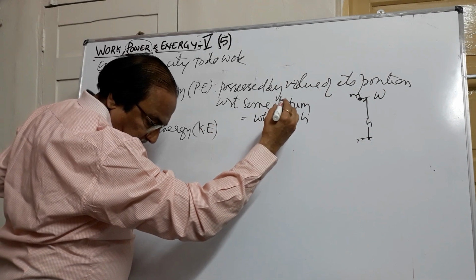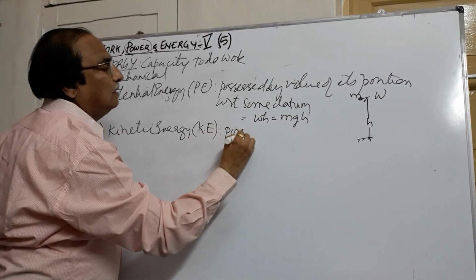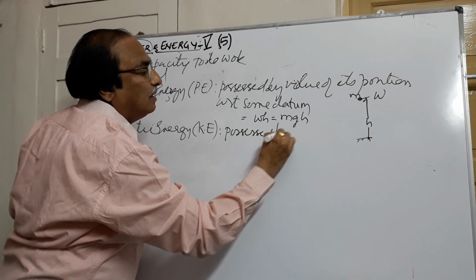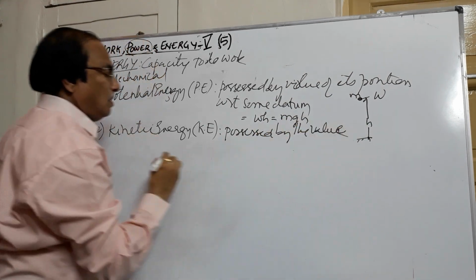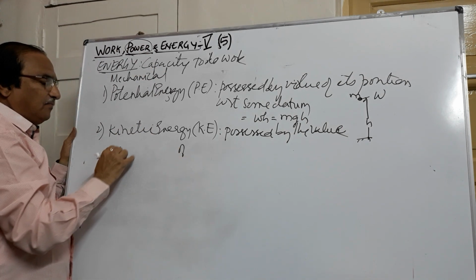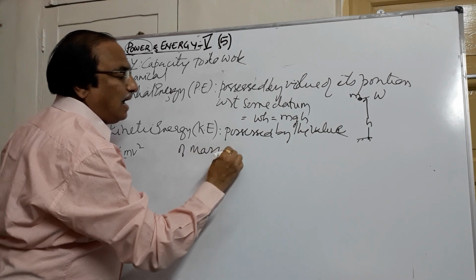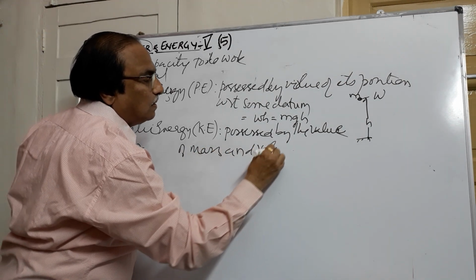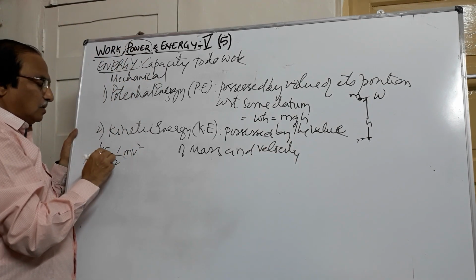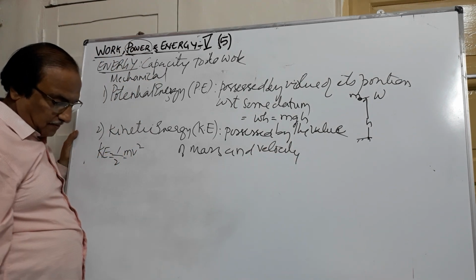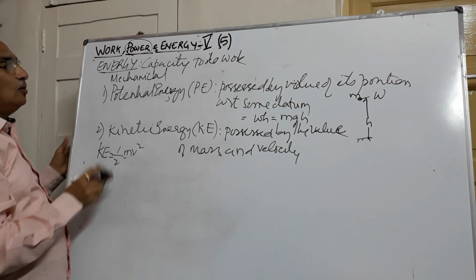And kinetic energy, it is the energy possessed by the virtue of mass and velocity, we know it is half mv square. And this is given by kinetic energy is equal to half mv square. Let us see how to derive this one.